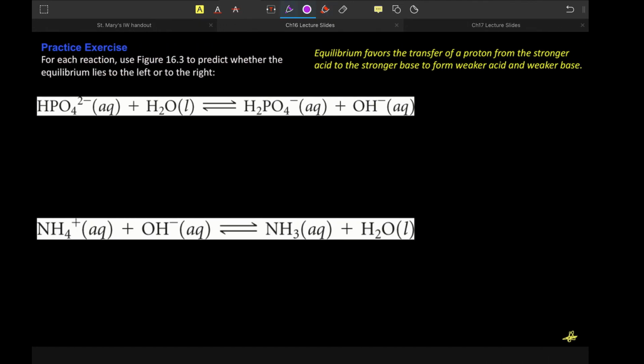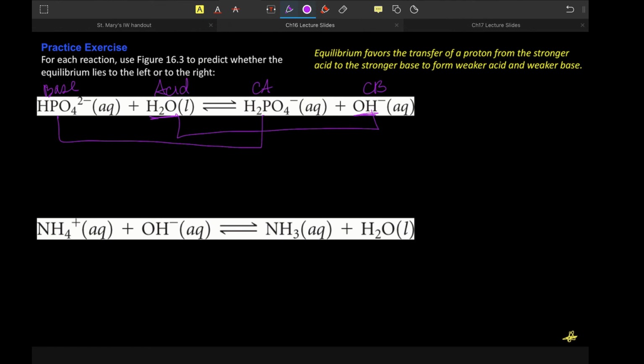Then finally, that takes us to one last practice, where it says predict whether the equilibrium lies to the left or to the right. So here, let's just label our species. We see what happens to this is it ends up deprotonated. So it ends up donating a proton, which means that this is acting as our acid, and this is clearly its conjugate base because it's the deprotonated form. Here, which means that this must be a base, and this must be its conjugate acid, or its protonated form.